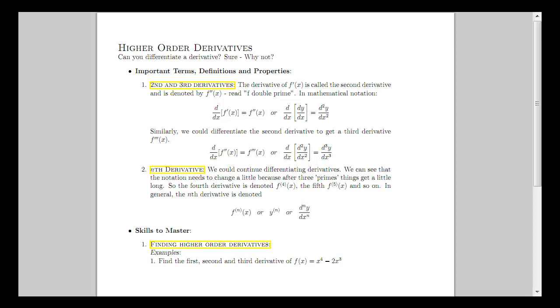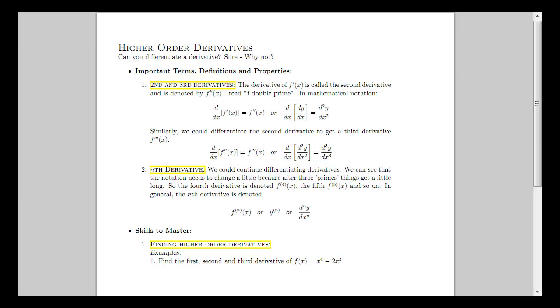So our question is, can you differentiate a derivative? Can you take a derivative of a derivative? Sure, why not? Generally, when you take a derivative, you end up with another function. And as long as that function is differentiable, you can take a derivative of it.